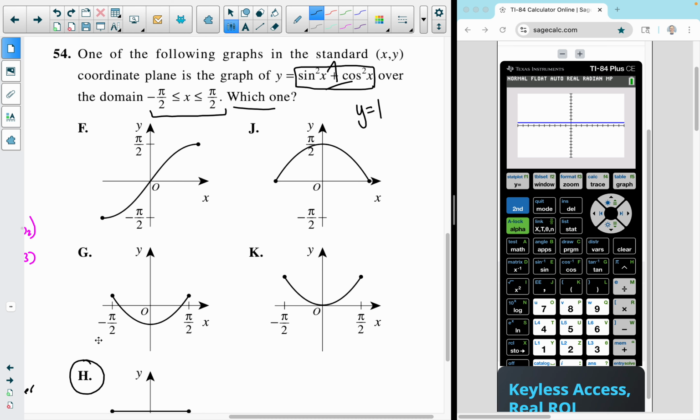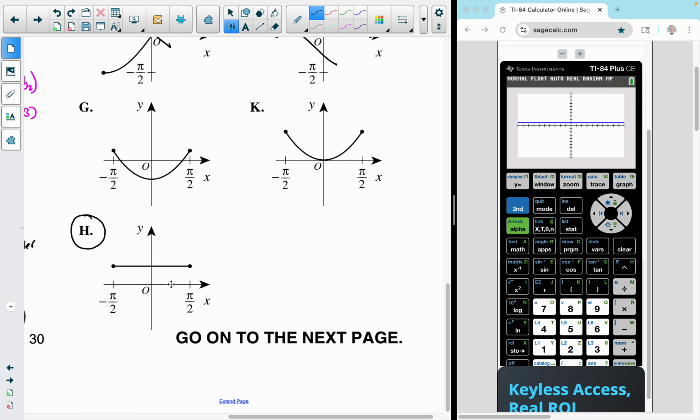And by the way, you can cross out F and J automatically because the domain, which is the x's, goes from negative pi over 2 to pi over 2. So only G, K, and H could have been right.